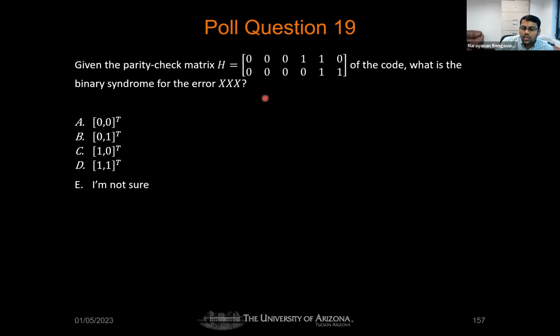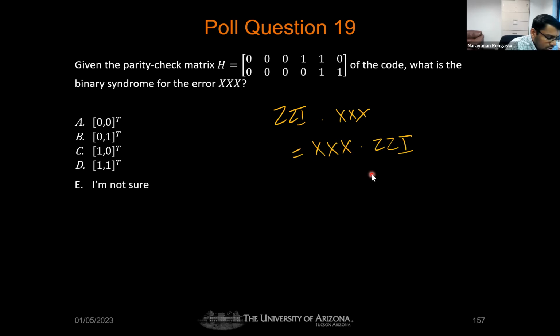So if you have XXX, then ZZI with XXX is the same as XXX times ZZI, simply because Z and X anti-commute. And so you have two -1s that become +1. Or you can just take the vector representation of XXX, which is 1, 1, 1, 0, 0, 0, and then you can do the symplectic inner product of this with each row. You can do it either way, but in this case, you will see that 0, 0 is the right answer.